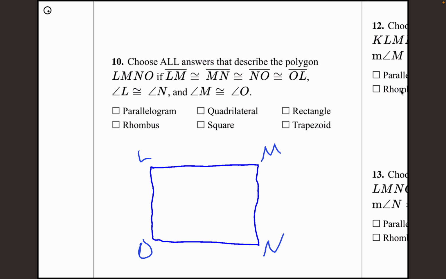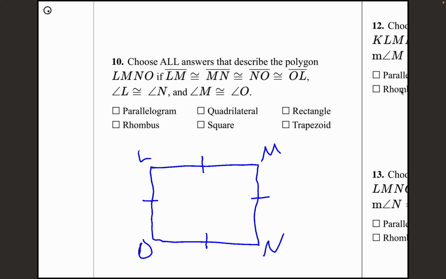Okay? I need you guys to listen carefully. I just put it in order. L, M, N, O. So it says, all right, hey, we need to listen. So stop the extra talking. It says LM is congruent to MN, which is also congruent to NO, which is also congruent to OL.